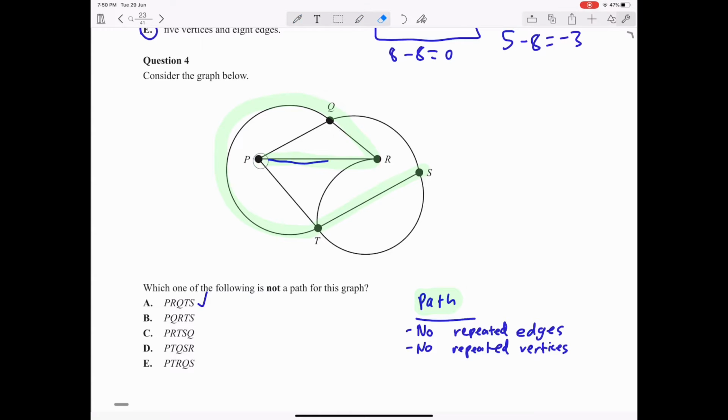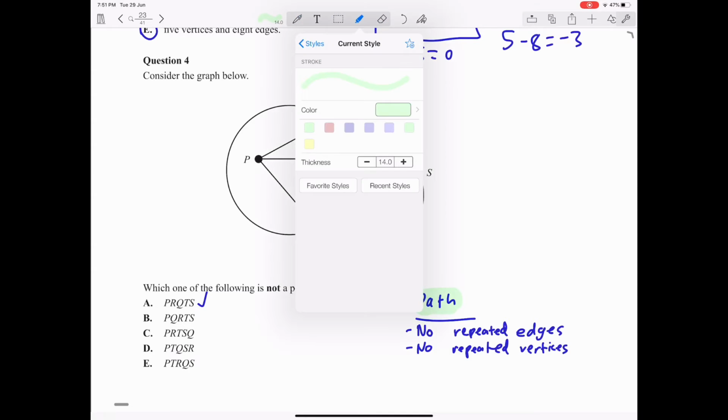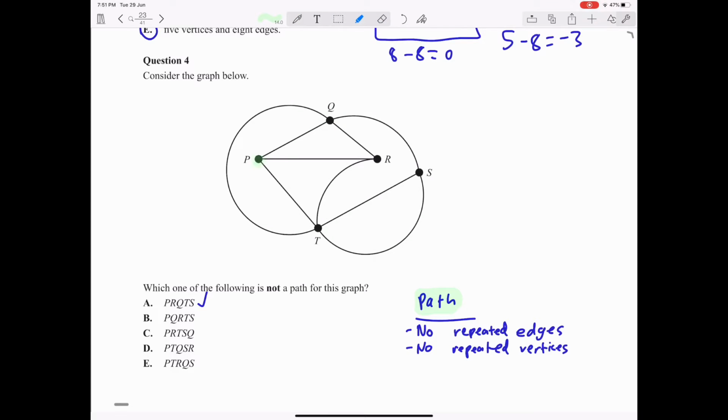Let's try option B. P, Q, R, T, S. No repeated edges or vertices as well, so that is also a path. Let's try C. P, R, T, S, and Q. No repeated edges or vertices in that path either. So therefore it's a path.